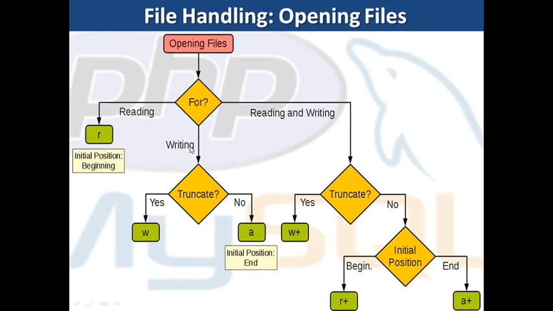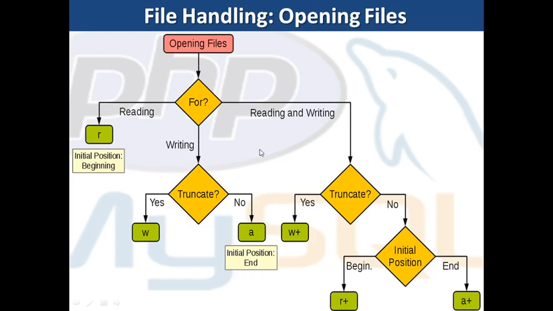If the purpose is for writing only, then another question will come: whether the data should be preserved or erased or truncated. So if data is not to be preserved or data is to be truncated, then we should choose W mode. If data is to be preserved, then we should choose A mode and the file pointer is at the end.